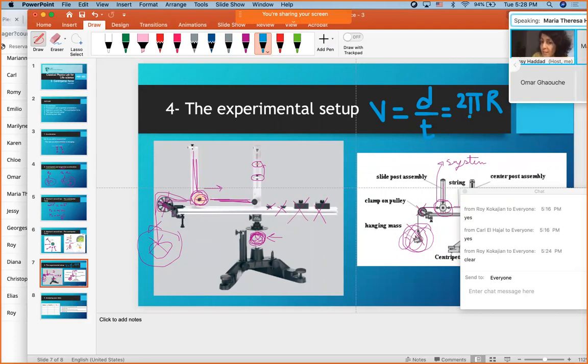A period. Yes, T. And I'm gonna call the time needed for one revolution to be a period. Maria, how do you measure the period? Using which measuring tool?